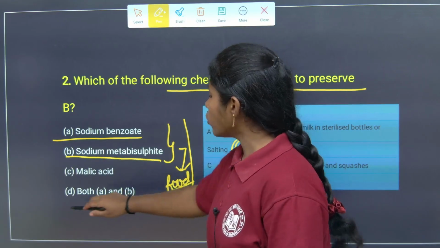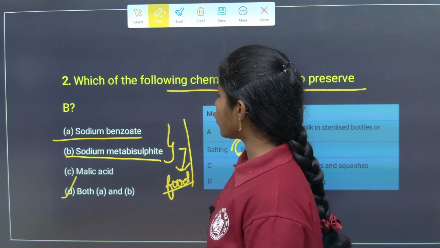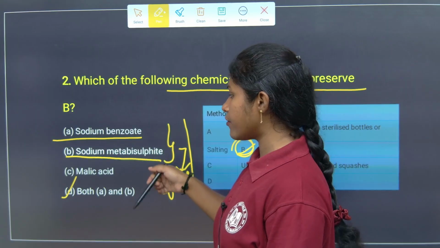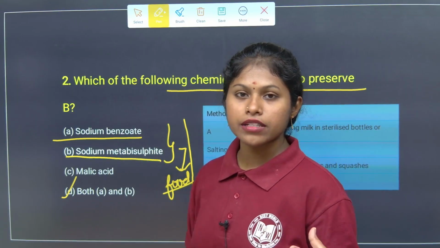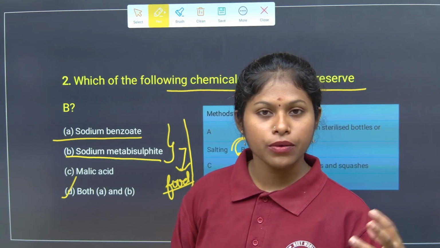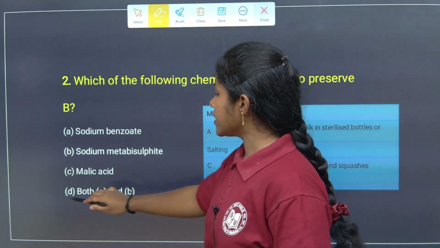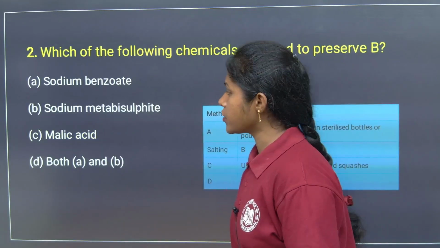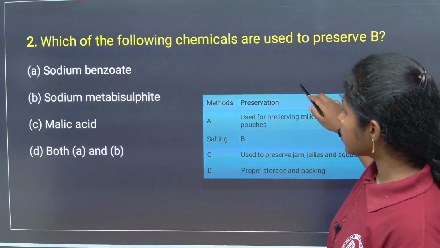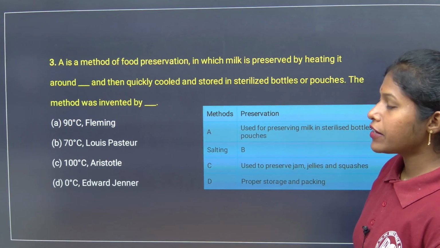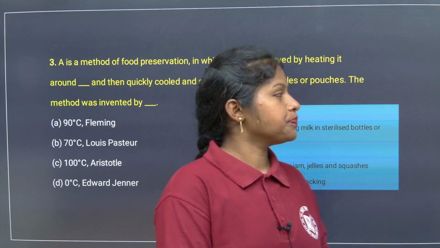Here both A and B are the answer, because sodium benzoate and sodium metabisulfite are both chemicals used for artificial preservative methods. So D is the correct answer according to this question. Here it is also the second question copied, children. So, coming to the third question, let us see.